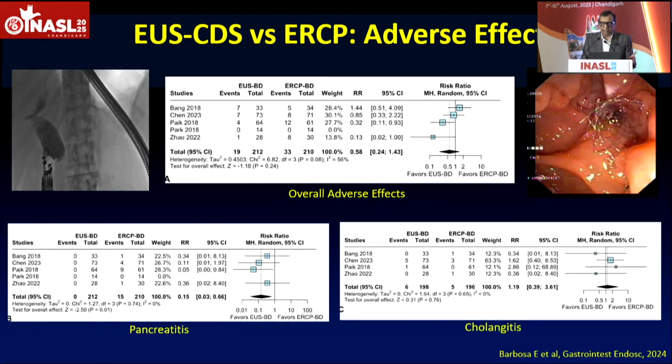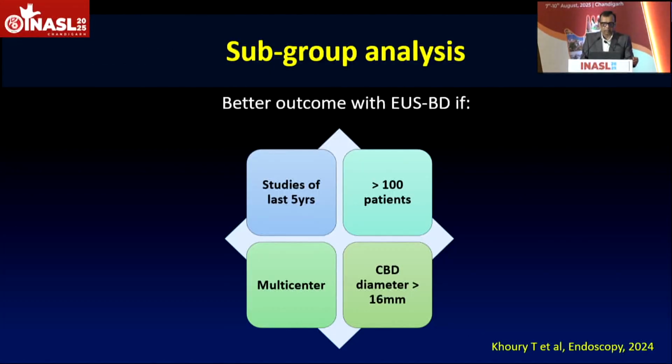Now, this is the second meta-analysis, which in detail looked at adverse effects, and adverse effects were more with ERCP than with EUSBD, and this was mainly because of pancreatitis. Pancreatitis, obviously, we all know, would be more with ERCP than with EUS, but this was compensated to a great degree by more cholangitis in EUSBD group compared to ERCP. So the cholangitis was more in EUSBD.